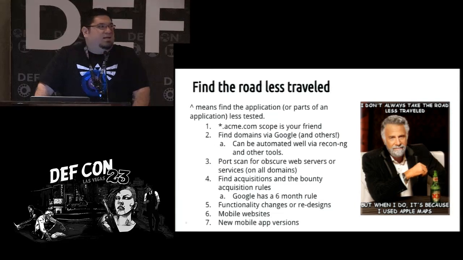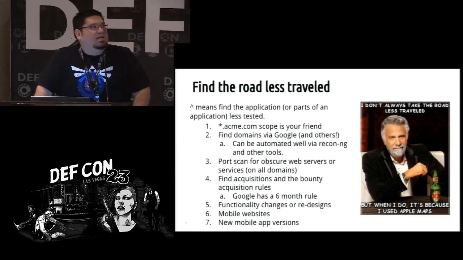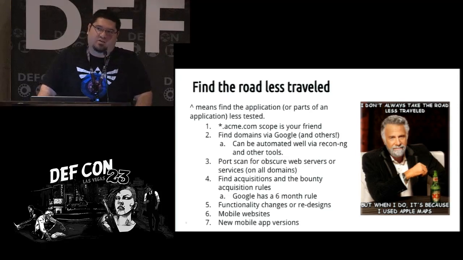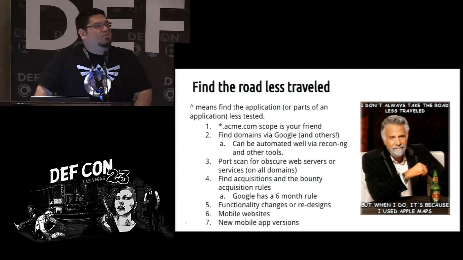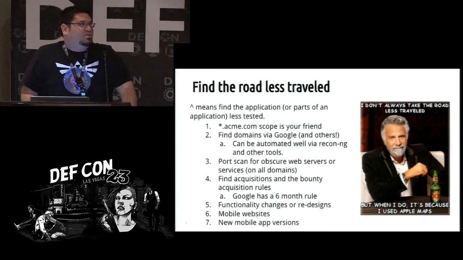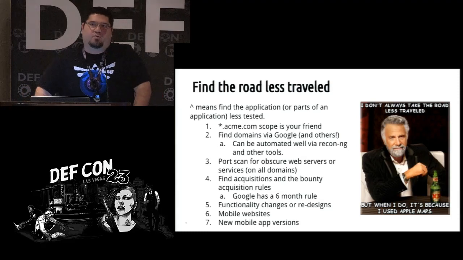What you really want to find is the parts of the applications that are like subdomains or maybe obscure web servers on different ports. You want to find acquisitions that maybe the company has had recently that came in from a different development team. And they might have a whole slew of problems that came from a whole different group. You want to look at functionality changes and redesigns on sites, mobile websites, because they're set to render differently on your phone, and also new mobile app versions when you're testing. So we're going to go into some tools and stuff I use to find new surface area for you to attack.